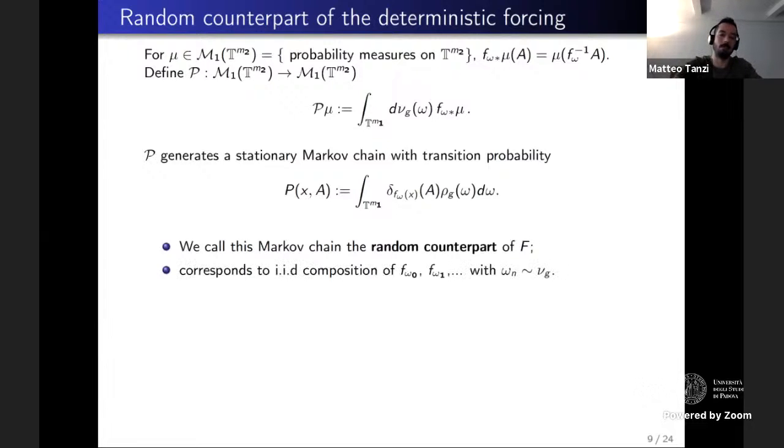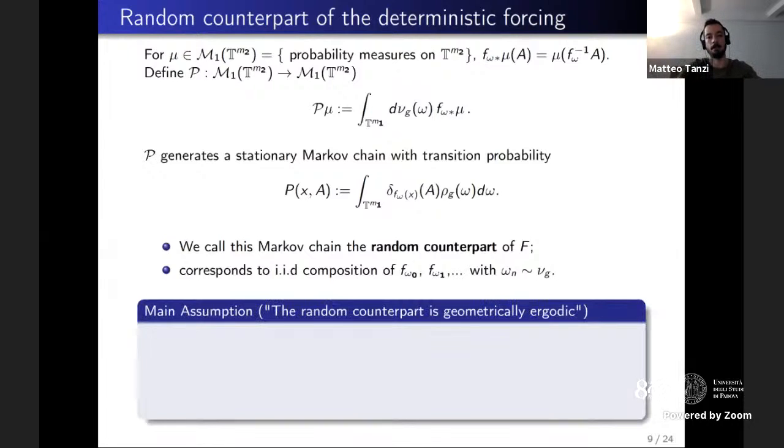And we call this Markov chain the random counterpart of deterministic forcing. It's just a name, but it means a very simple thing: I'm considering the random system, the randomly forced system, where I apply maps F omega 0, F omega 1, F omega 2, where omega 0, omega 1, etc., are sampled independently according to the measure nu G, which is the invariant measure for the base map G. So we have this deterministic forcing. From it, we can construct a random counterpart. The main assumption is that this random counterpart is geometrically ergodic.